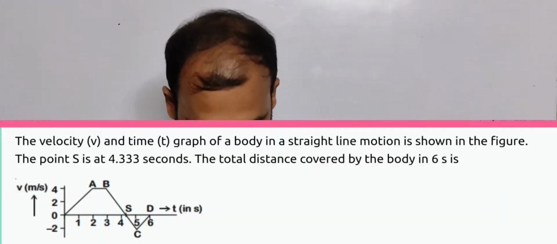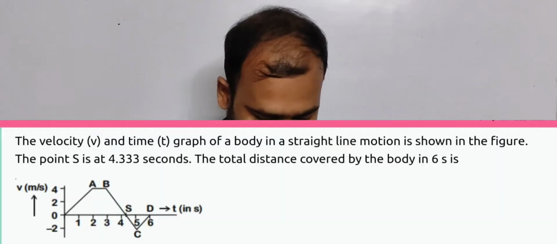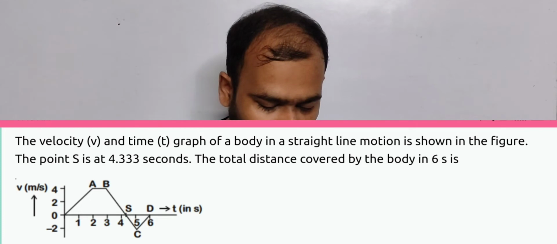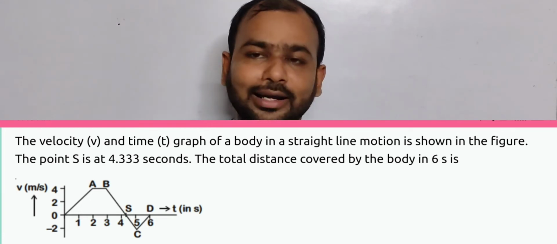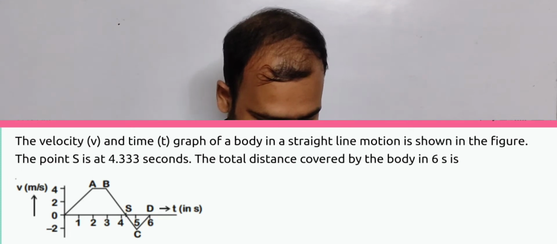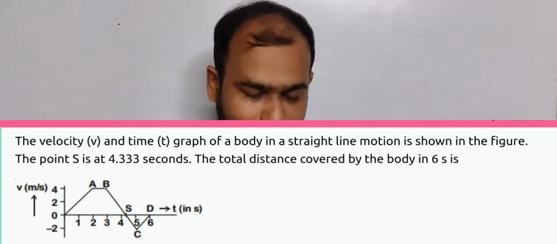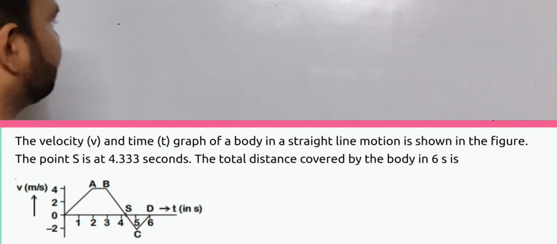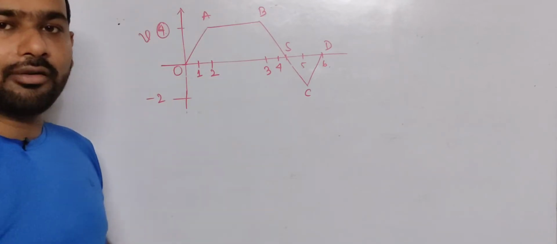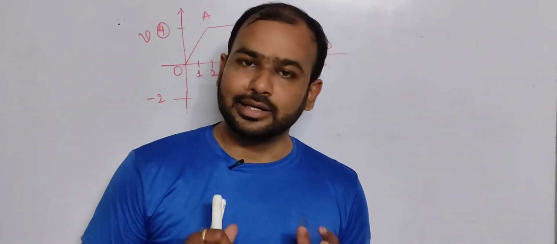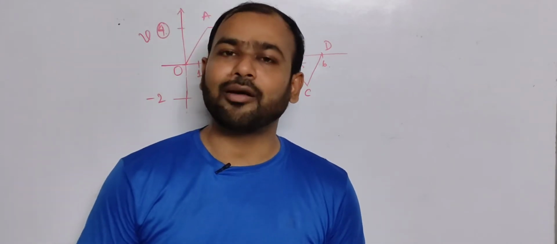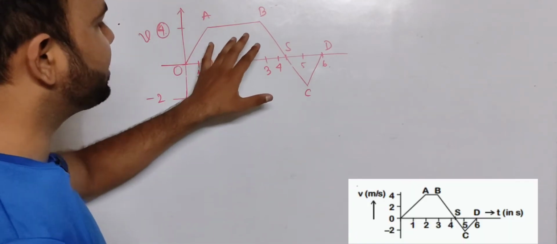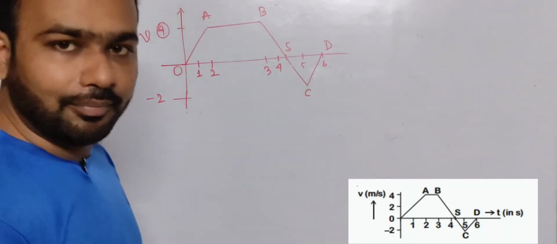Simple, very simple. The velocity and time graph of a body in straight line motion is shown in the figure. The graph is given on the left side. The position S is at 4.333 second, the total displacement covered by the body in 6 seconds is. The graph is given, I am going to draw the graph. In a velocity time graph, if we are trying to find the distance covered by the body, we simply find the area in the bounded region. So we are getting two geometrical shapes, a trapezium and a triangle.